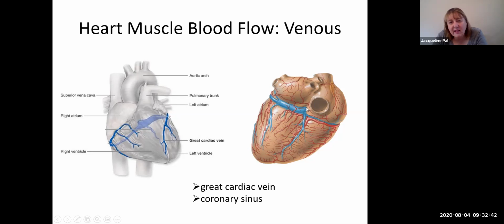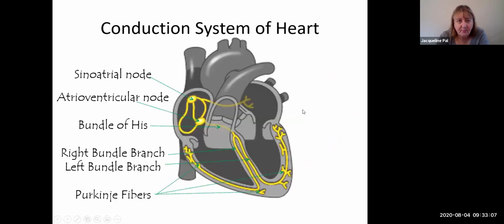And so right here where it's disappearing into its opening in the right atrium, just above the tricuspid valve and just below the foramen ovale. And so that opening of the coronary sinus is draining all the venous blood from the heart, because you can see the veins from the right side of the heart also drain into it as well. So that's it for blood flow.